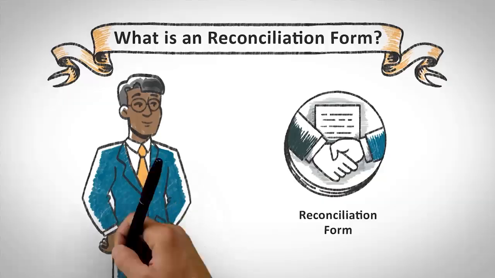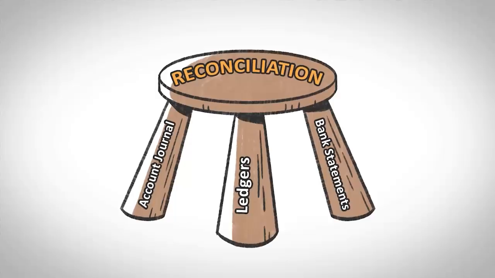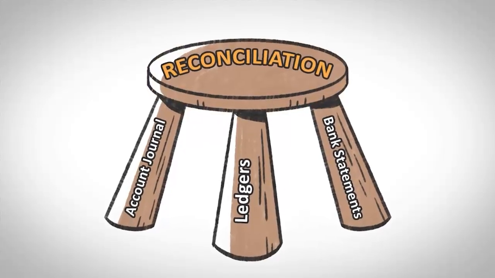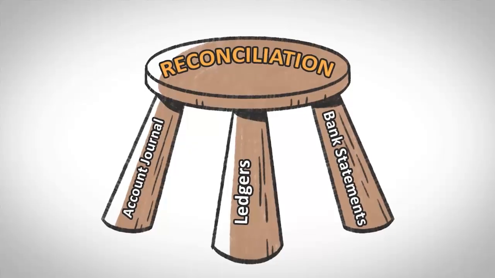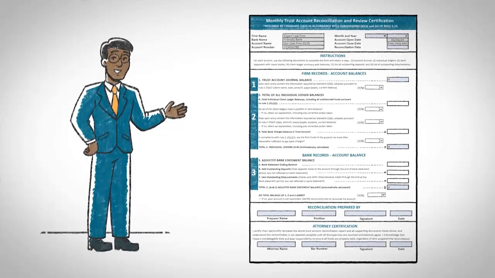The reconciliation form is the fourth required trust account record you must maintain. It allows you to complete the required three-way reconciliation of the account journal, the individual ledgers, and the bank statement monthly. The State Bar offers a one-page form that you may use, which works with any record-keeping system.